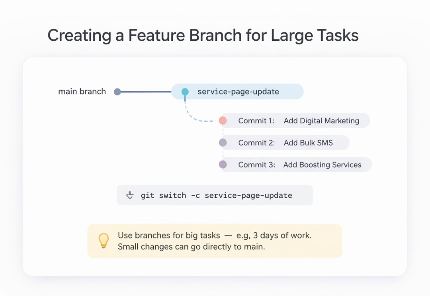The command for that is git switch -c, followed by a descriptive branch name like service page update. This creates a new branch and switches to it immediately. Amit can now work on this branch independently without affecting the stable main codebase. For small, quick changes, you might not need a branch, but for anything substantial, branching is the right approach.